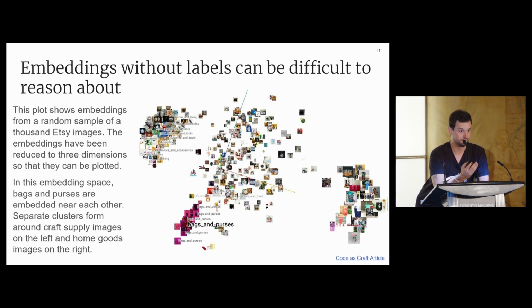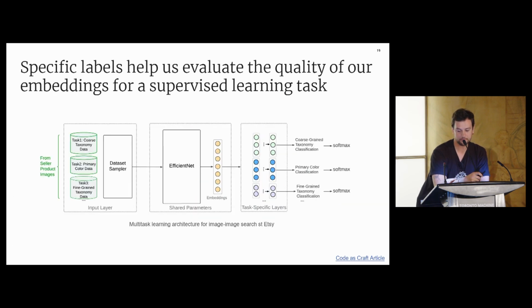We need to have labels for these things. So this is also from a recent article that we published. But basically what we did is we took some of the taxonomies that Etsy has and applied them to the embeddings that we wanted to classify. So these specific labels helped us evaluate the quality of our embeddings. Basically, we now have something that we can use to determine the accuracy or performance of a specific embedding technique or data set. And so obviously making anything supervised makes it much, much easier to reason about.